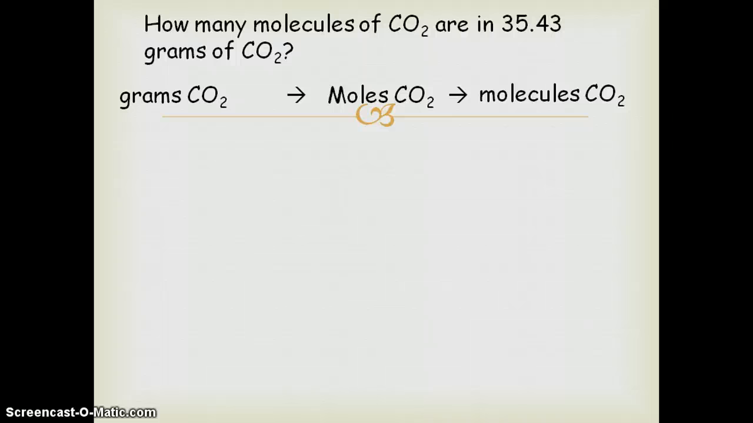Okay, so we take a look at what we have. We put that in the upper left-hand corner of our dimensional analysis. We have 35.43 grams of CO2, and we want to convert that first into moles. So in order to do that, of course, we need to find the molar mass of CO2, right? We find the molar mass of CO2.